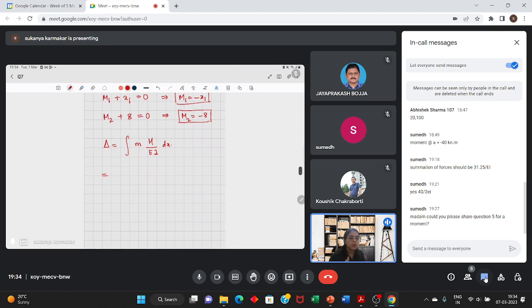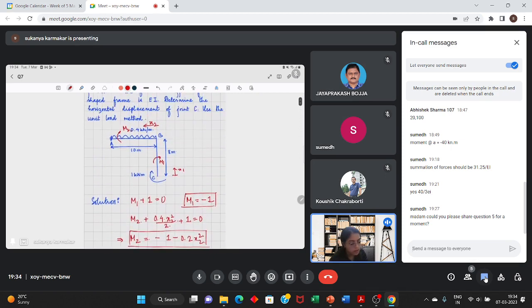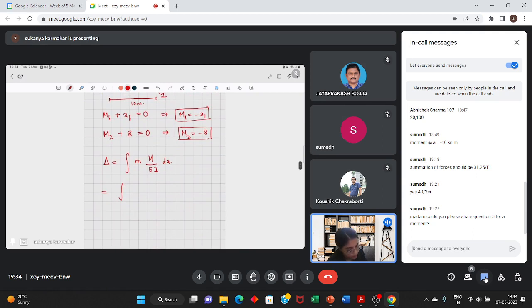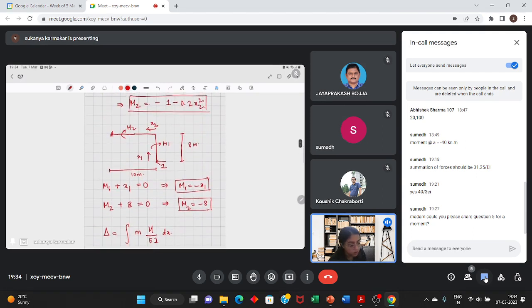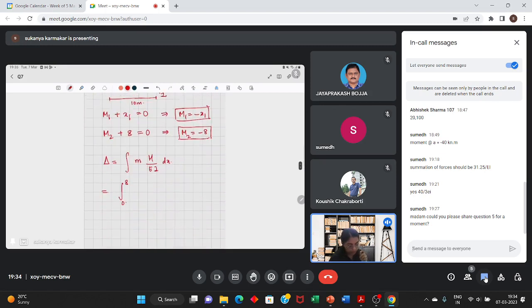Now since there are two beams, you will have to carry out this operation over. There are two members in this frame. You will have to carry out this integration, or you will have to sum the results from these two structural members, that is AB and BC. So this BC, the length is 8 meter. So you will have to integrate it from 0 to 8. And this x starts from here.